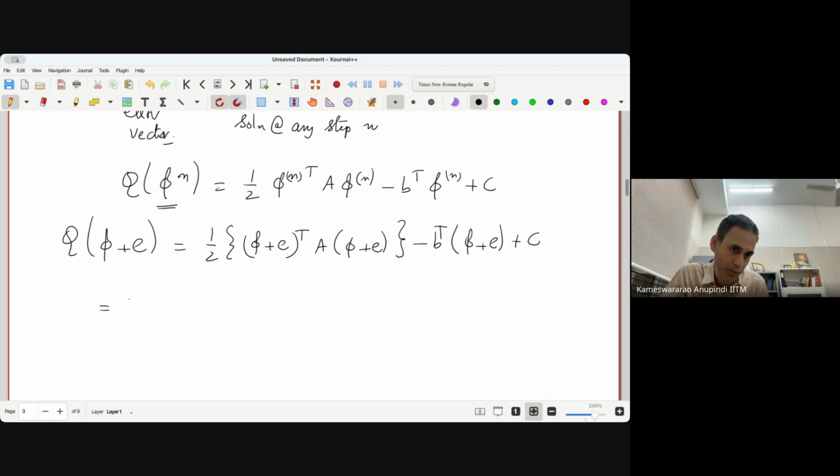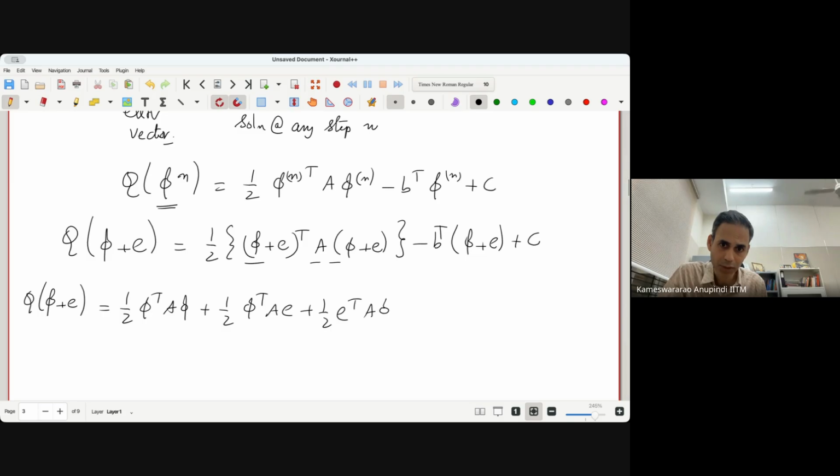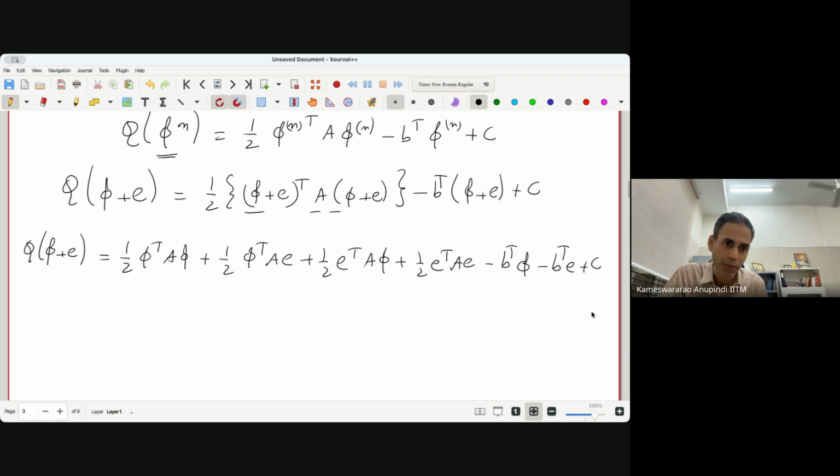If I expand this, Q of phi plus E equals half of phi transpose A phi, which is what I get from the first terms. Then I get half of phi transpose AE plus half of E transpose A phi plus half of E transpose AE, minus B transpose phi, minus B transpose E, plus C. So I obtained all this, but then I want to club these things.